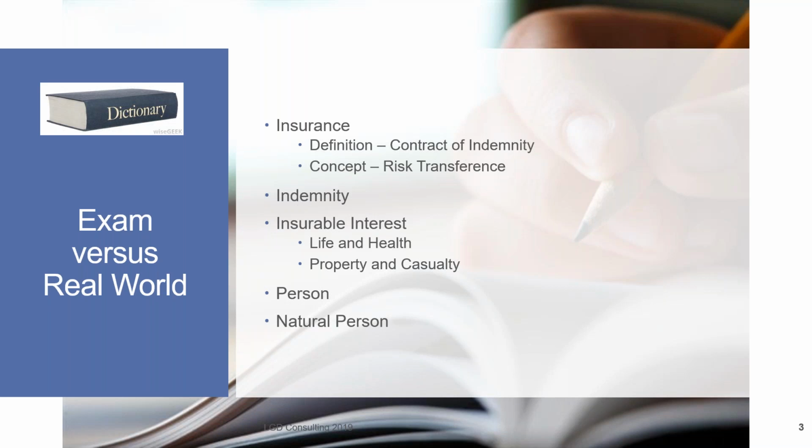A natural person is an individual human being, just like you or I. So a natural person is a person, but a person is not necessarily a natural person. It sounds confusing, but think of it this way. Poodles are dogs, but not all dogs are poodles. Okay? So a natural person is a subcategory of the word person.